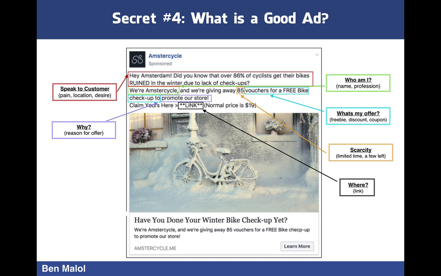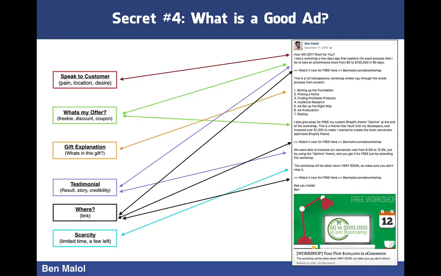And where do you actually get this offer? Claim yours here. Remember, we want to make it super simple. Even if you click the image, it will take them to the website, but not everybody knows that, so make sure you actually aim at that link. And then I have, normal price is $19, just to show that it usually costs money.